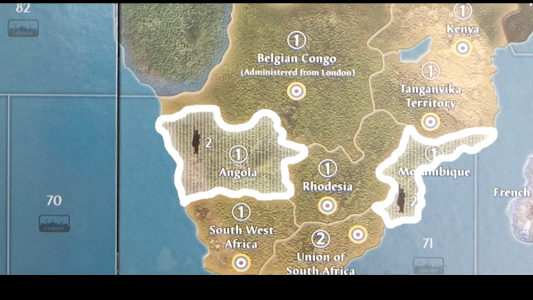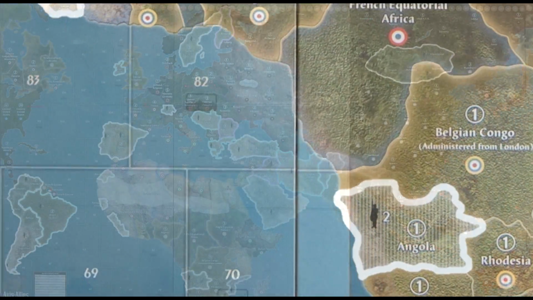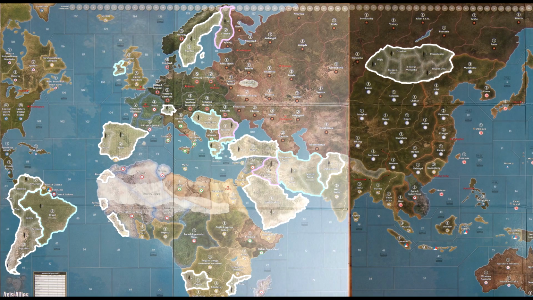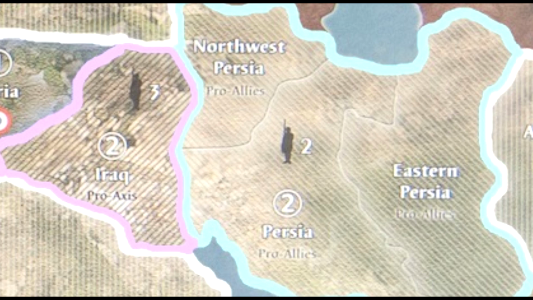However, not all of the countries are strictly neutral. Some are slanted towards the Axis, while others are slanted towards the Allies. And that brings me to my next point. There are two types of neutrals in Axis and Allies. There are strict neutrals, and there are biased neutrals. If you see pro-Allies or pro-Axis under a neutral, that is exactly what it means.